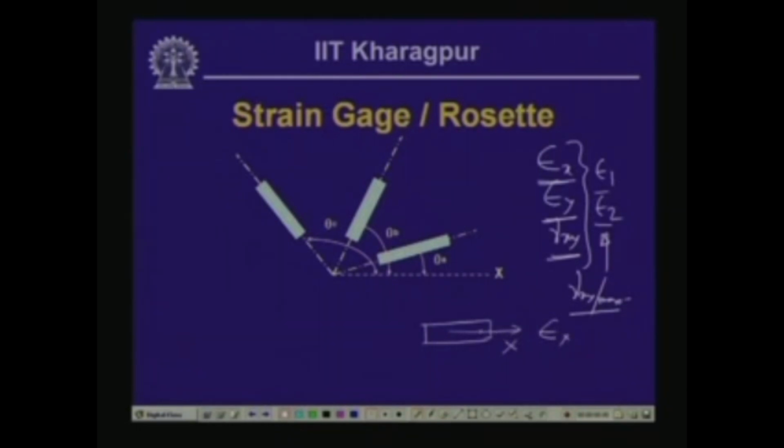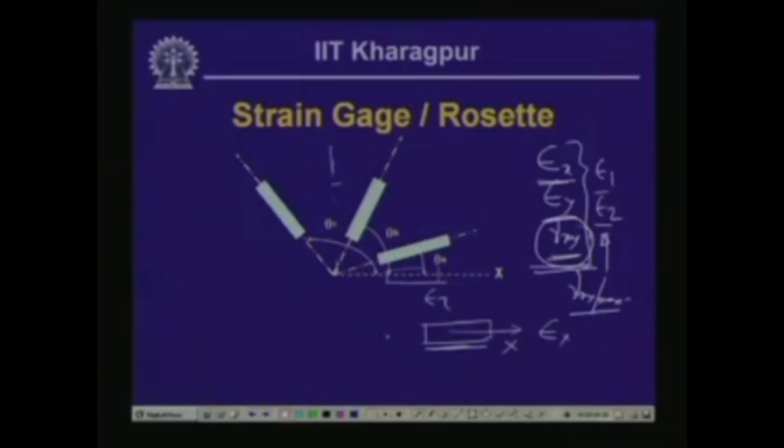Now, if we place the strain gauge along the x direction, we can get the value of epsilon x. If we place them in the y direction, we can get the value of epsilon y. But the problem is with gamma xy: we cannot measure the shearing strain gamma xy directly, as we can measure the normal strain epsilon x and epsilon y using the strain gauges oriented in that particular direction, because a strain gauge gives us the normal strain at that particular point. So, we can evaluate epsilon x and epsilon y, but measurement of gamma xy is difficult.